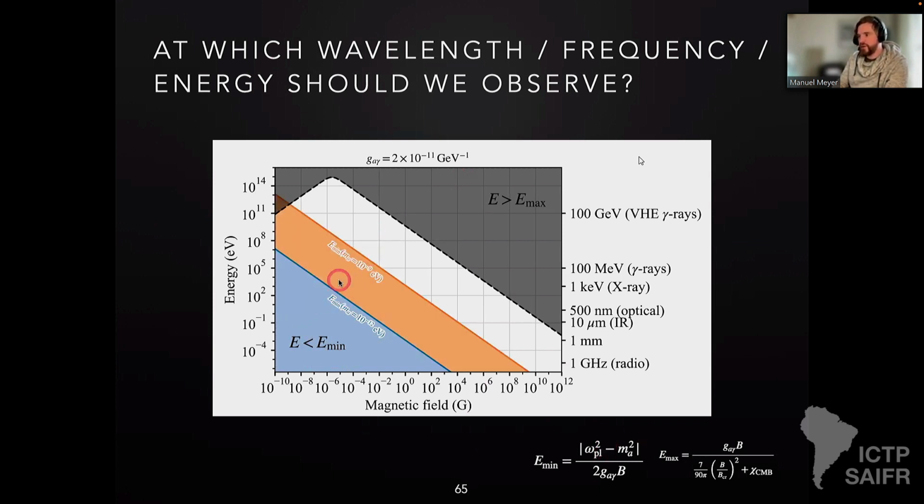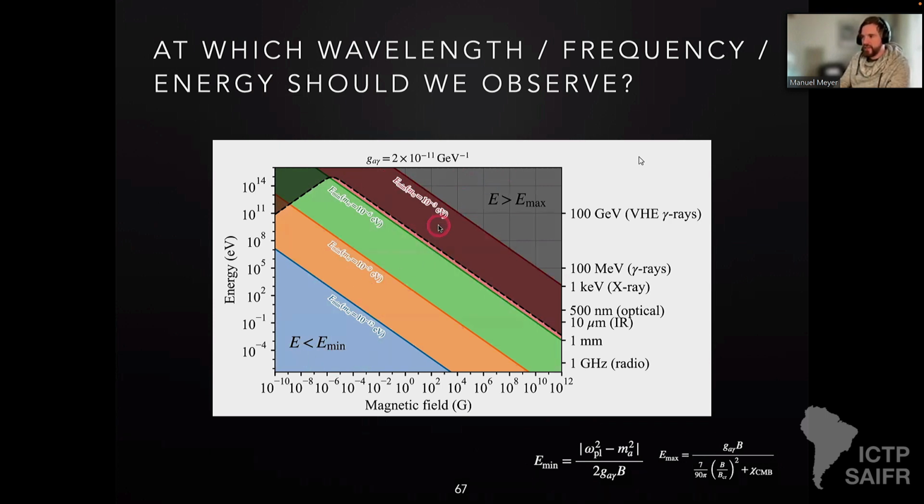So if you're interested in axions that have 10 to the minus 9 electron volt mass, then we have to observe in this window here. And if we go to 10 to the minus 6 electron volt, then there's only a tiny little window left where we can actually expect any oscillations. And if we go to even higher masses, then essentially everything is filled up. Okay.